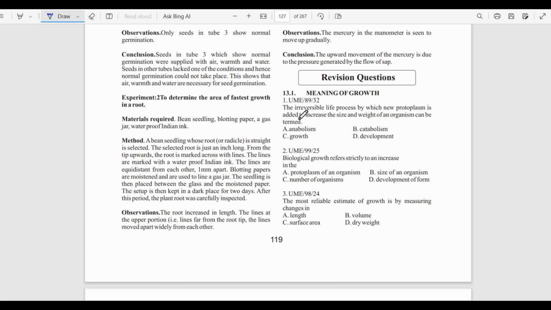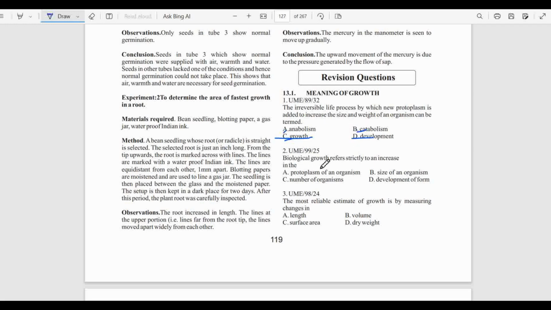Our first question is: the irreversible life process by which new protoplasm is added to increase the size and weight of an organism can be termed as anabolism, catabolism, growth, development. This is a no-brainer. The answer to this is growth, which is an irreversible increase in size and weight of an organism by the addition of protoplasm.